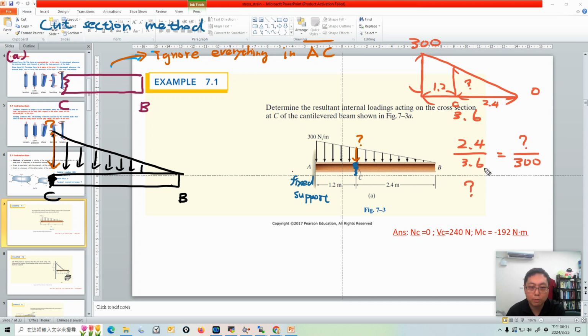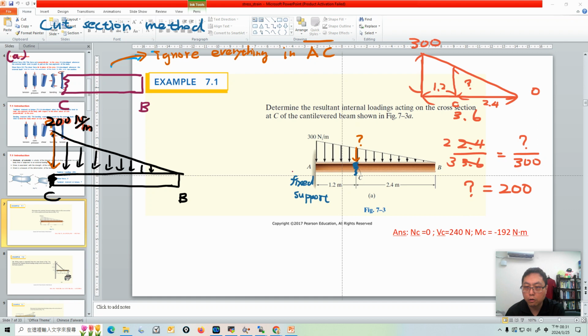So what is the question mark? This is 3, 2. So the question mark is 200. So here is 200 Newton per meter. That's the first thing you have to know. If you cut a section at C here, you need to know the magnitude here. So 200 Newton per meter.